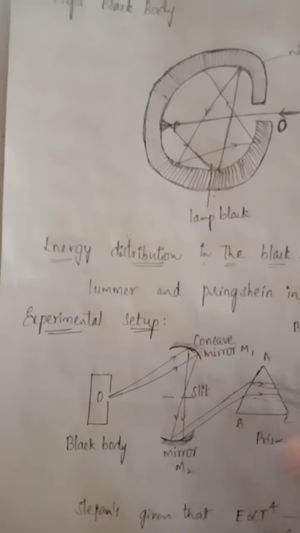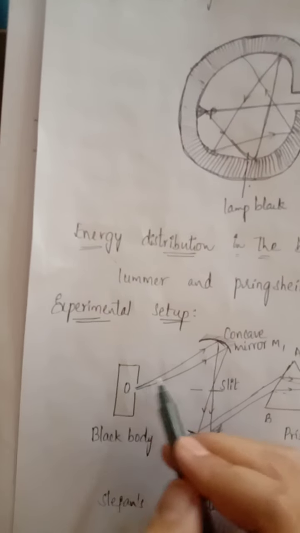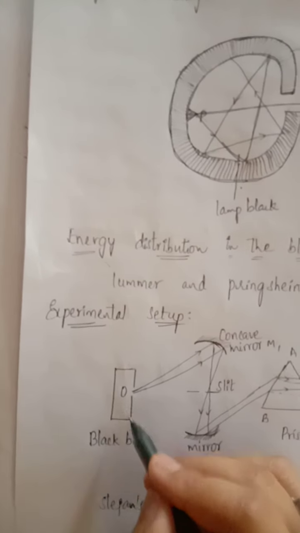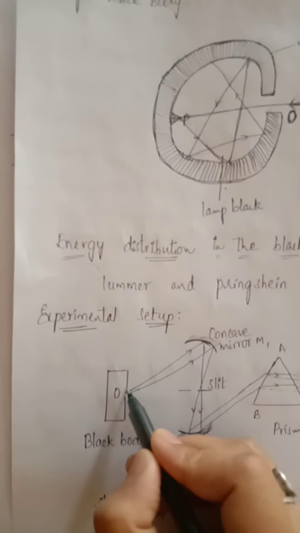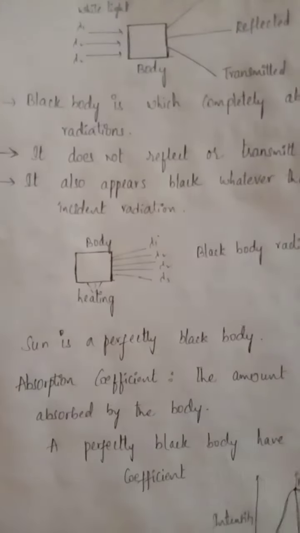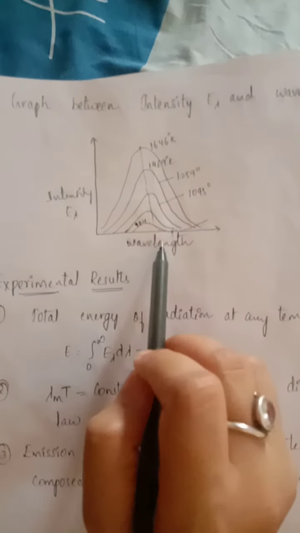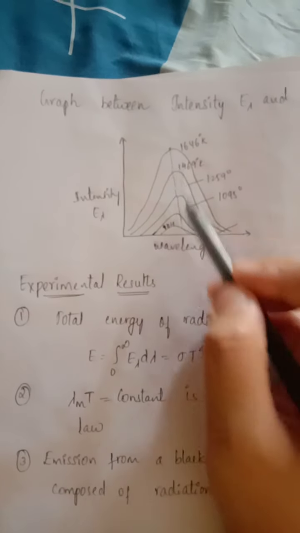This process goes on continuously for different temperatures but for the same wavelength. The temperature keeps changing, only for the same wavelengths. This process goes on for many temperatures. Then we draw a graph between the intensity and the wavelength. We can see that for different temperatures there is a change in the intensity and the wavelength.